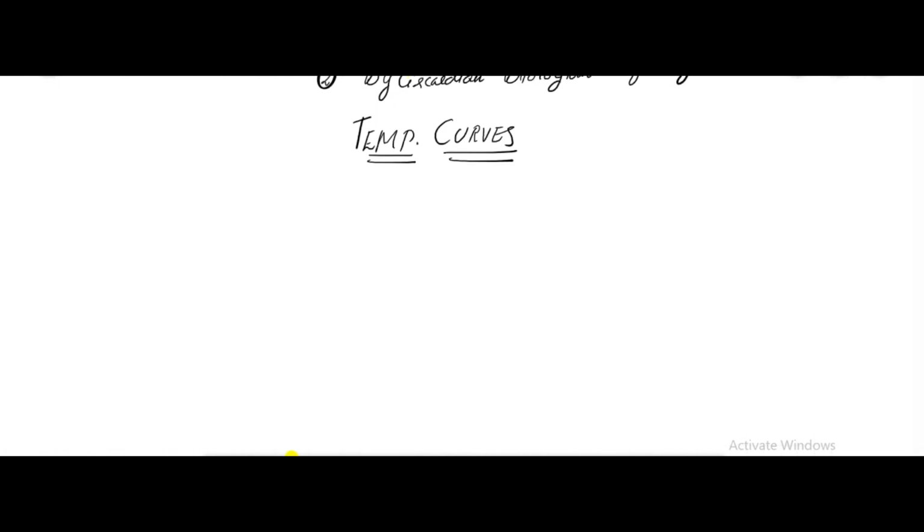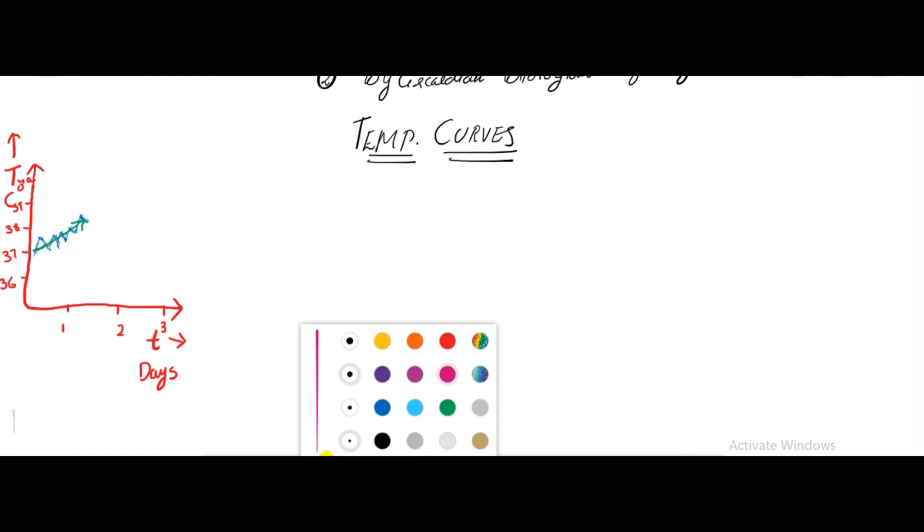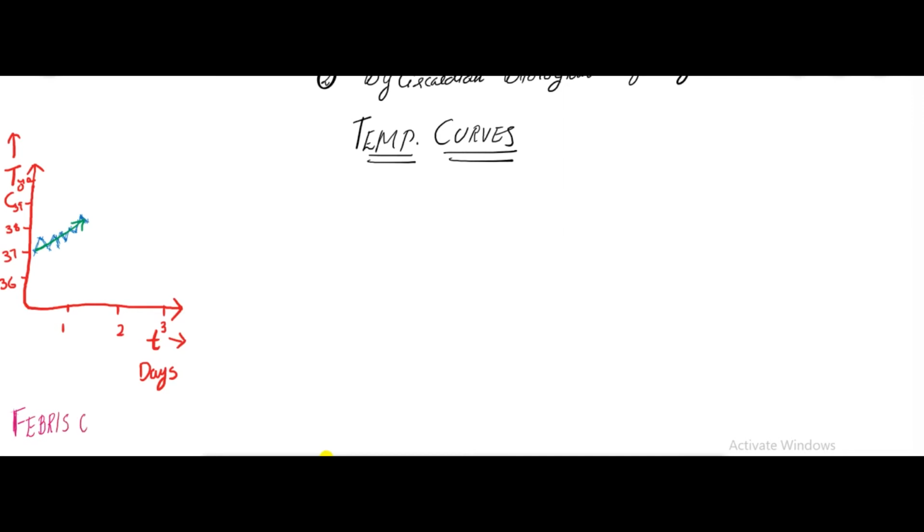Now we can talk about the temperature curves. Here I am drawing the temperature in degrees Celsius on the y-axis and the time in days on the x-axis. You can see I'm drawing some fluctuations. These fluctuations are between 37 and 38, which means they are less than 1 degree Celsius within a day. Per day, you can see fluctuations of less than 1 degree Celsius. This is known as febris continua.